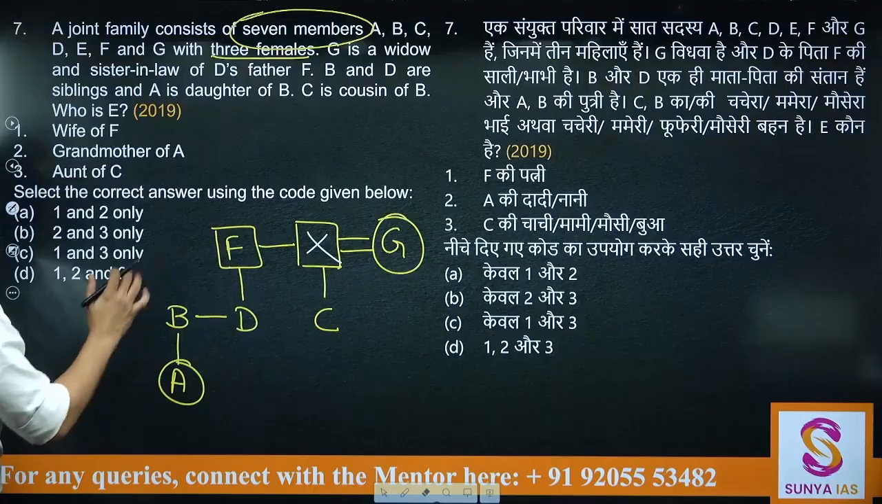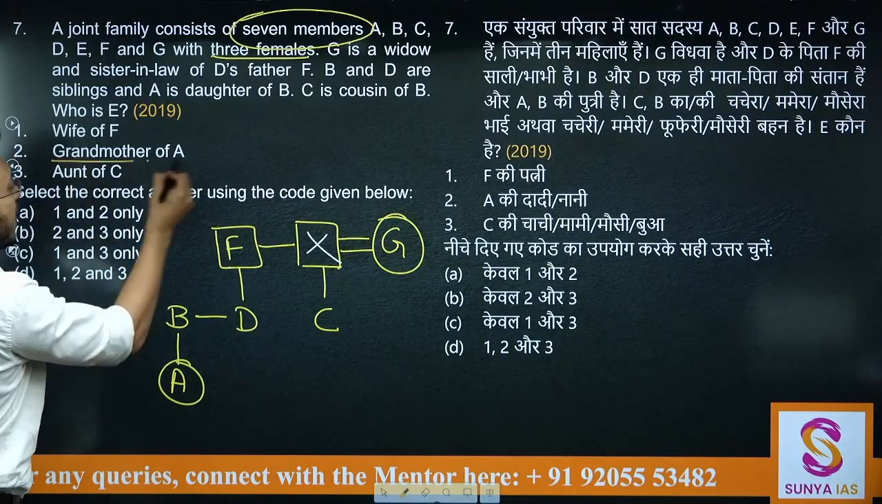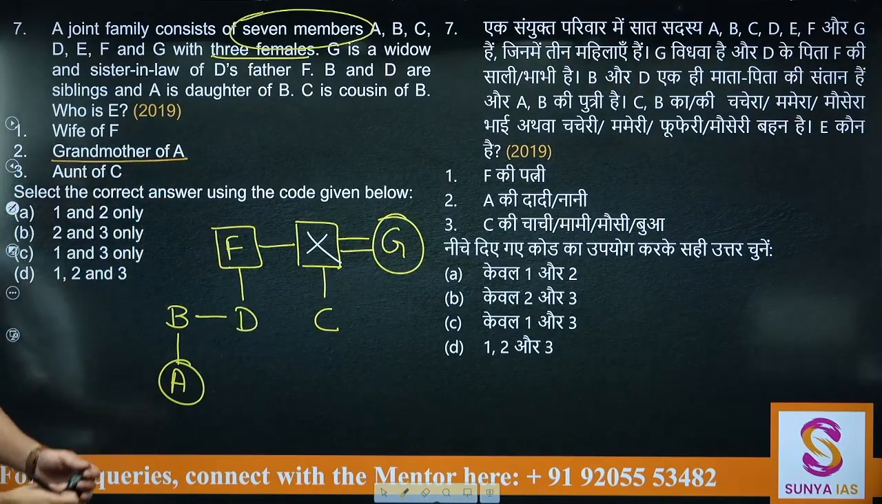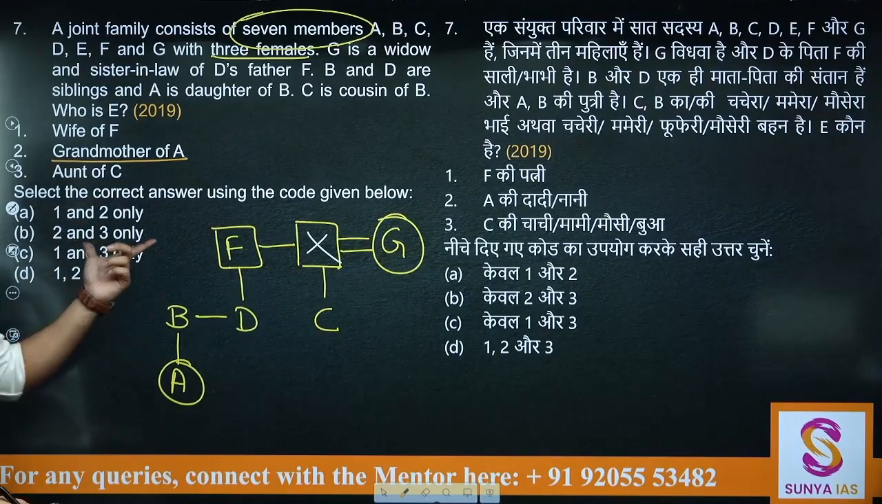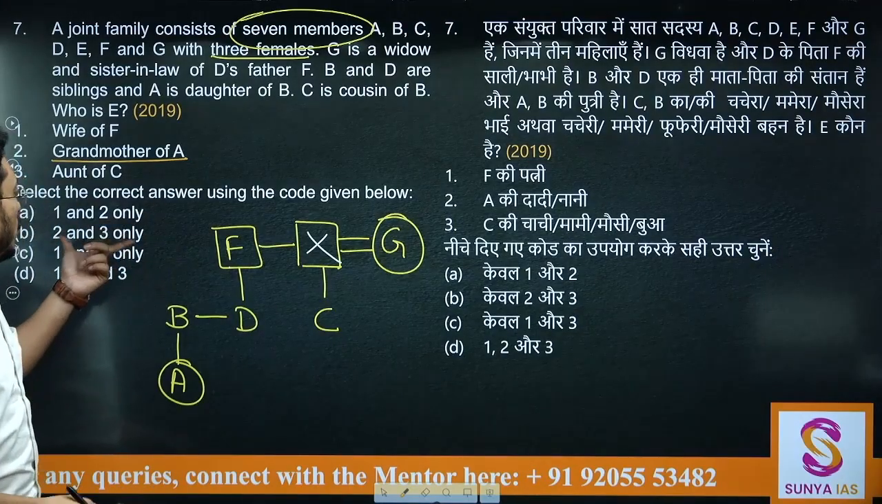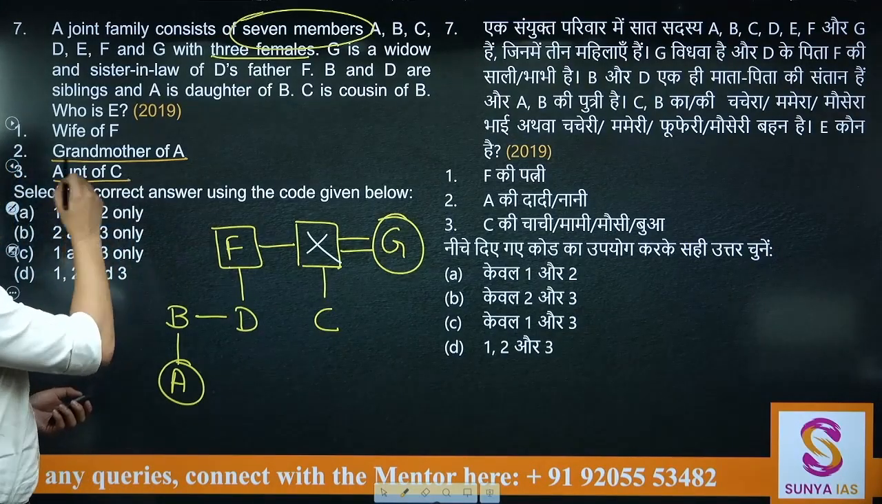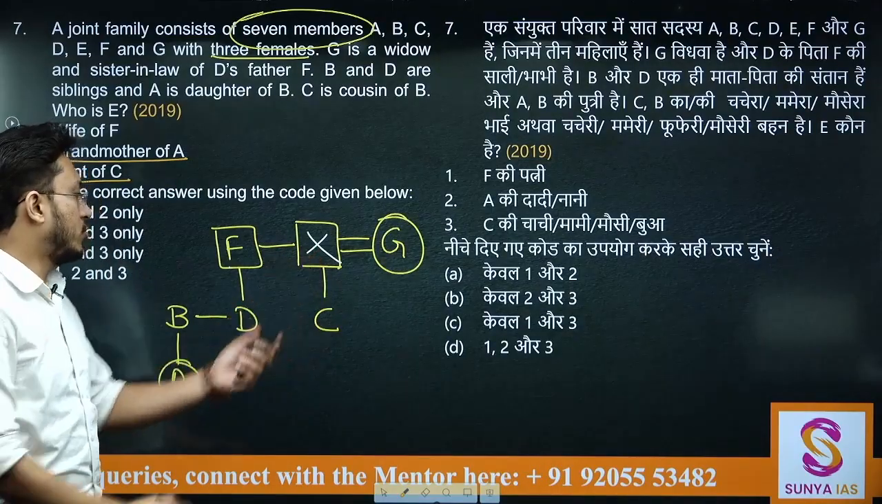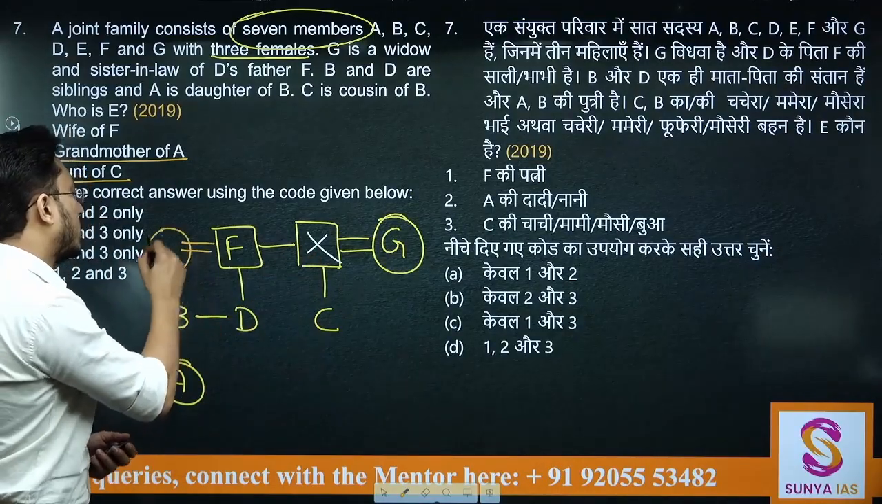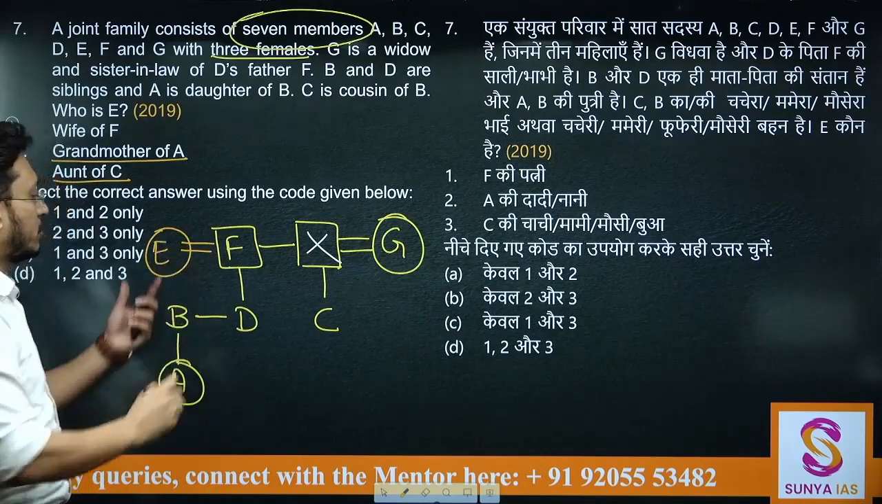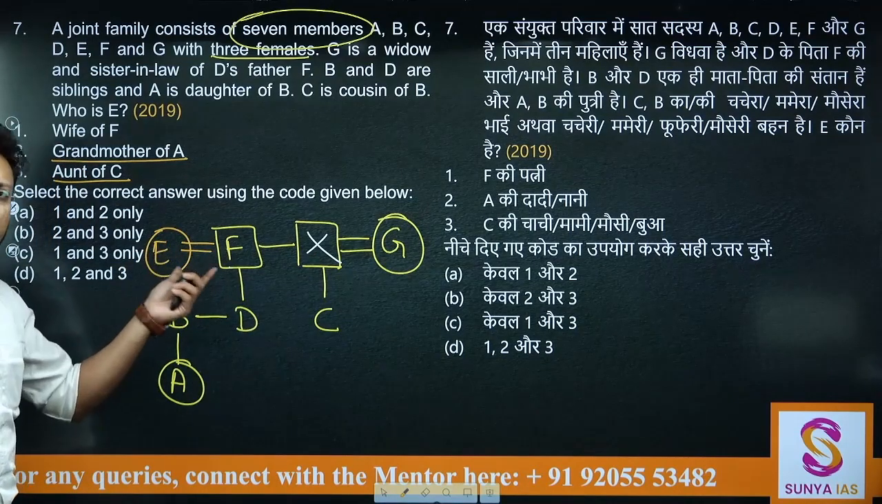If E is not the wife of A, then let's say grandmother of A is correct. If 1 is not correct, then automatically 2 and 3 should be correct. If 2 and 3 are correct, that means aunt of C. So aunt of C should again be this person only. If aunt of C is this person, then again E becomes the wife of F only.